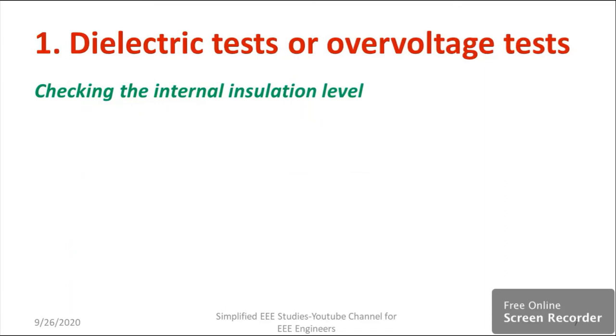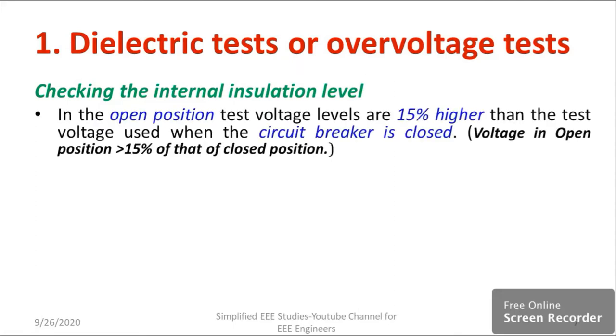First and foremost, let me explain how you are going to check the internal insulation level of a circuit breaker. Let us have a brief discussion on how to conduct this particular test. In order to check the internal insulation level, let us follow a certain protocol. In open position, test voltage levels are 15% higher than the test voltage used when the circuit breaker is closed. Okay, that means voltage in open position should be greater than that of the closed position. That's a condition for conducting the internal insulation level checkup.